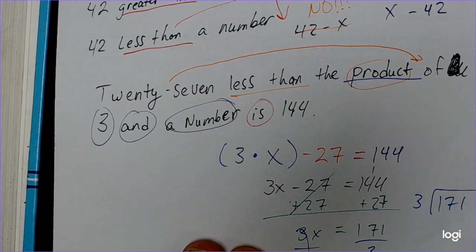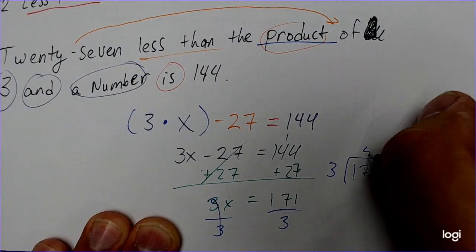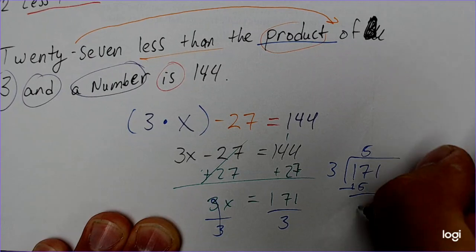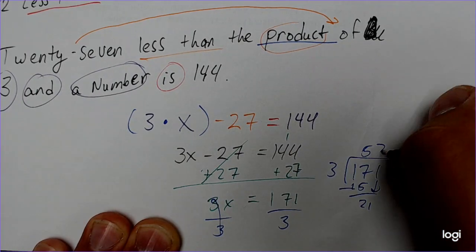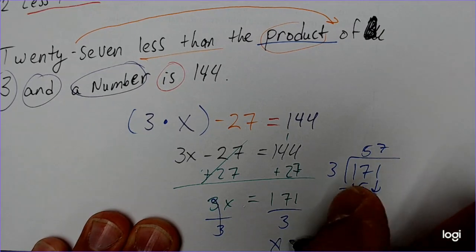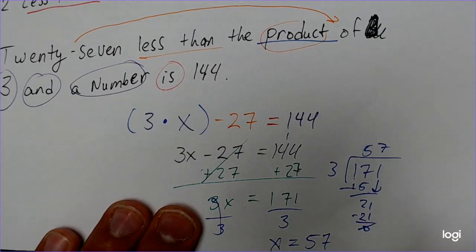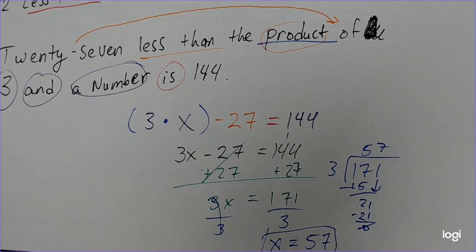Well, let's see here. 3 goes into 17 5 times. 15, 2, 1. 3 goes into 21 7 times. 21, 0, 57. So x is equal to 57. And that's my final answer. And haha, we got that one right.